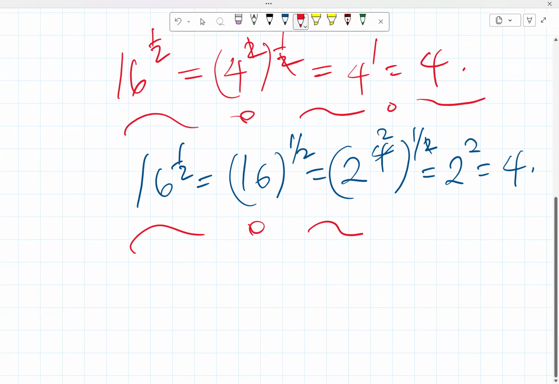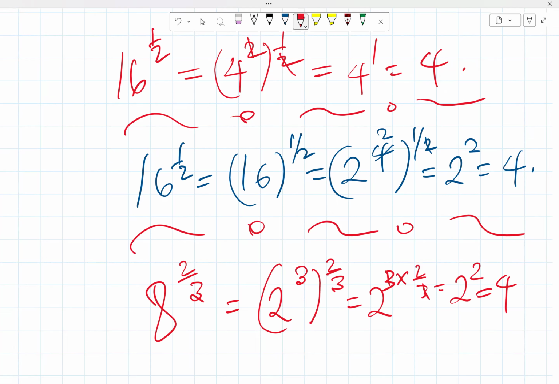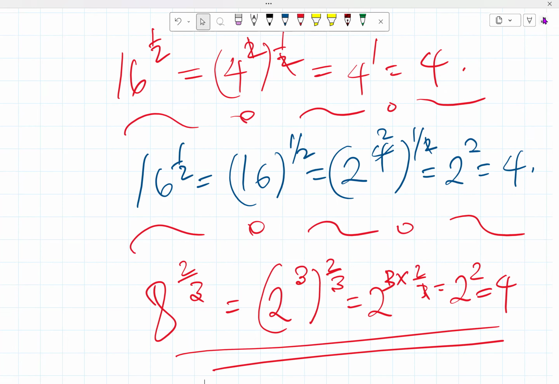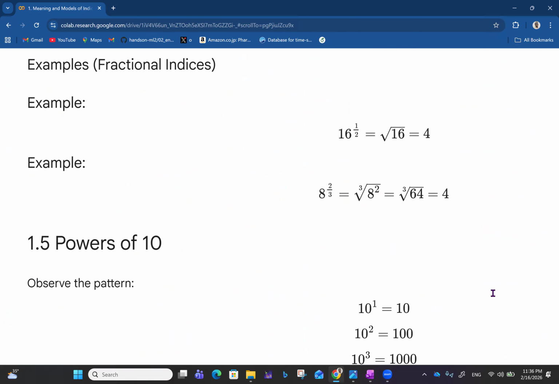Then for 8 raised to the power 2 over 3, 8 can be written as 2 raised to the power 3, and that is raised to the power 2 over 3. So you now say 2 raised to the power 3 times 2 over 3. 3 cancels 3, and you have 2 raised to the power 2, and that is still 4. So we have different approaches to these things.